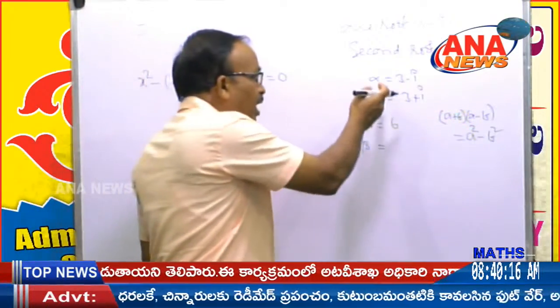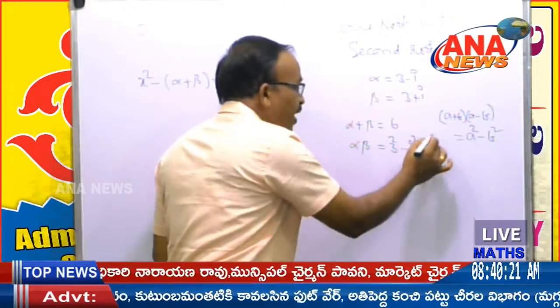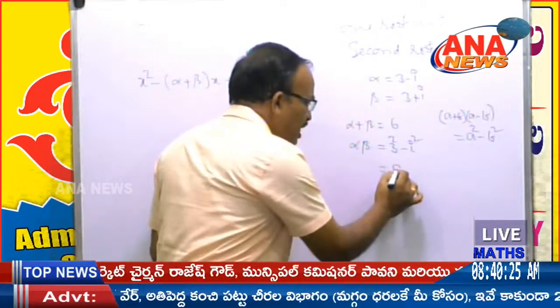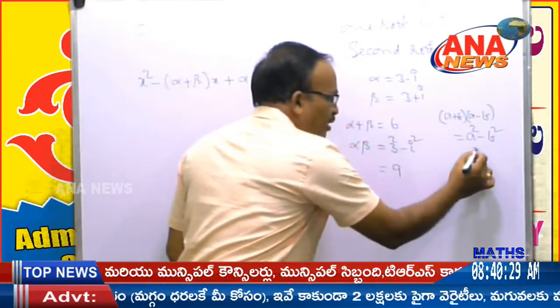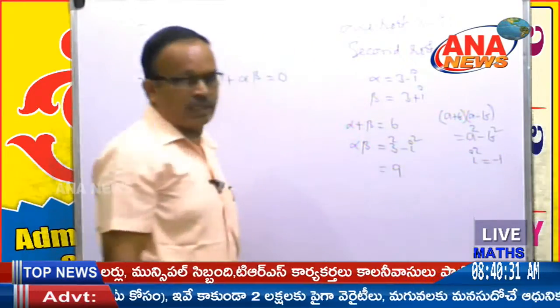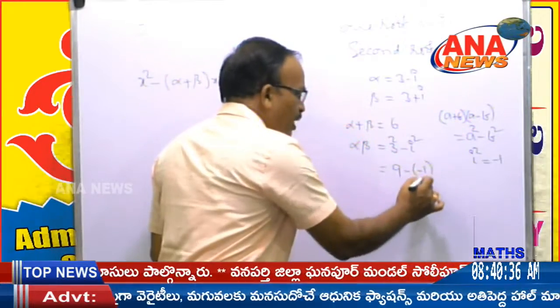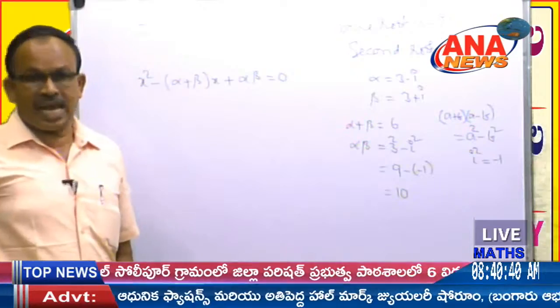According to that formula, this value is 3 square minus i square. So clearly this is 9. i square is minus 1, already we know that. So minus of minus 1, so it is 10. So the product of roots is 10.